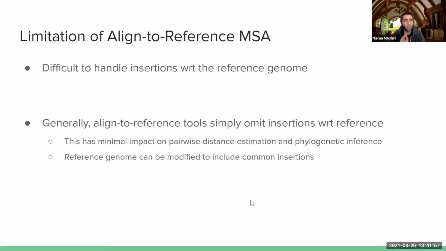Also, if we wanted to, we could theoretically restructure our reference genome to be representative of any common insertions that we expect to see. If we just add more stuff to the reference genome, more of our sequences are going to have deletions with respect to the reference, but that's fine. So this is actually a fairly simple issue to circumvent.